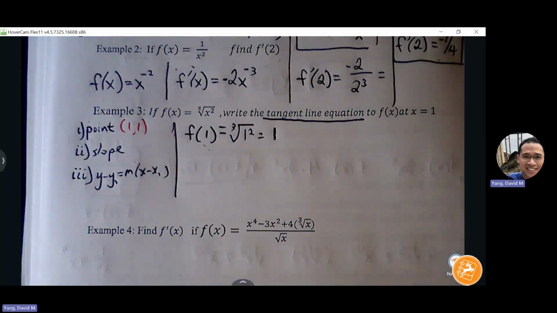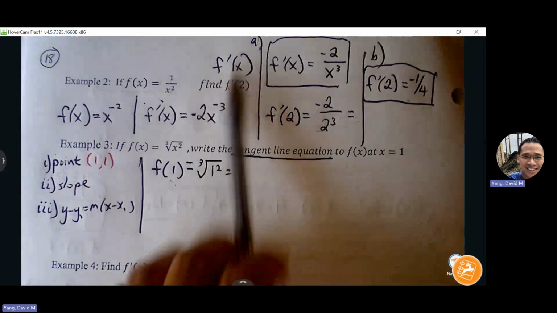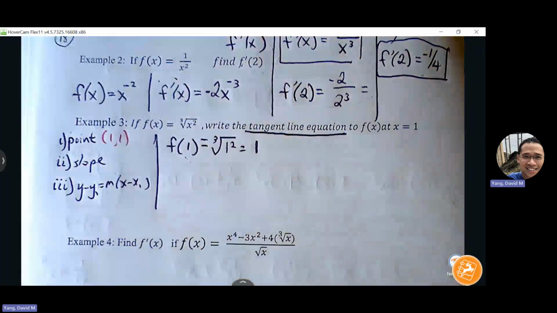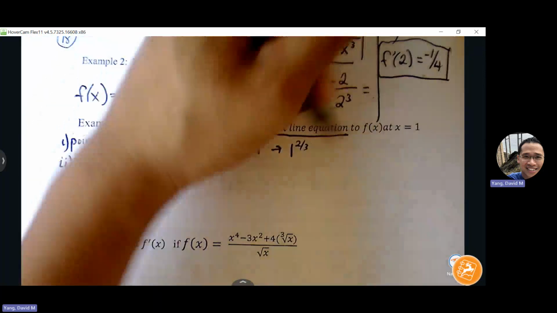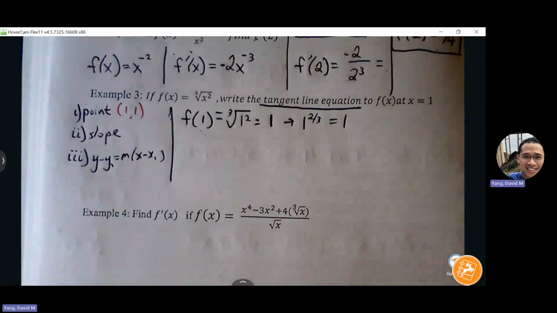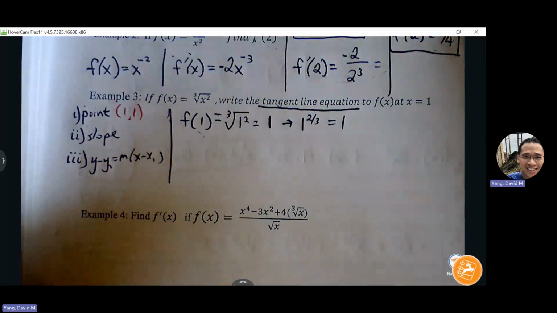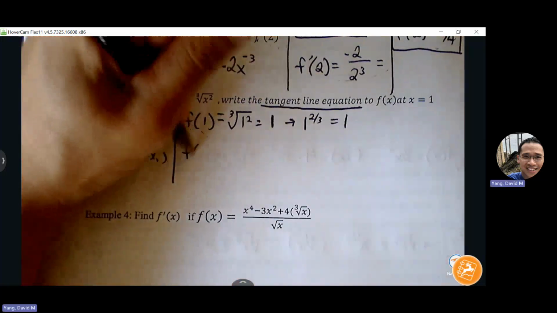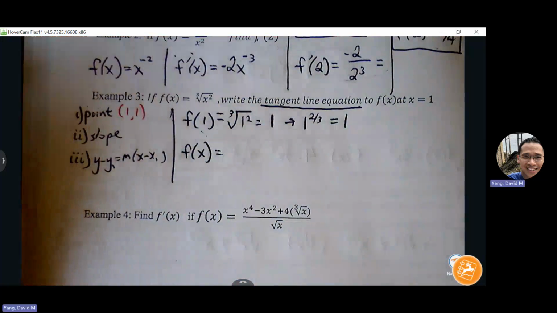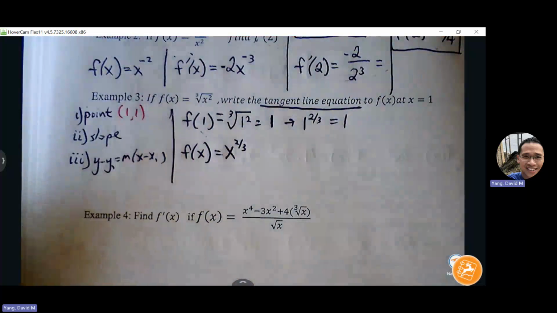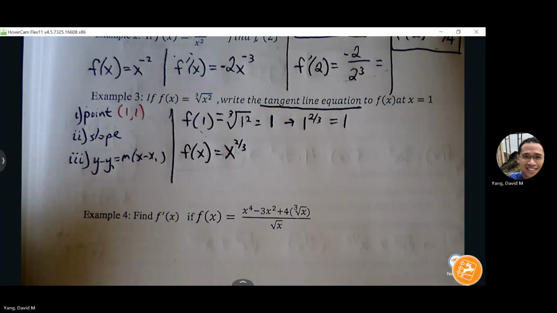Now to find the slope, I need to find the derivative. And so similar process as example 2, I've got to build the derivative first before I can find the slope value. Yeah, you're right. It is 1 to the 2/3, but 1 raised to anything is still going to be 1. Okay. How can I get this ready for my derivative process? I can rewrite the function as what? x to the 2/3. x to the 2/3. Okay, so now everything is nicely set. I can find my derivative function.